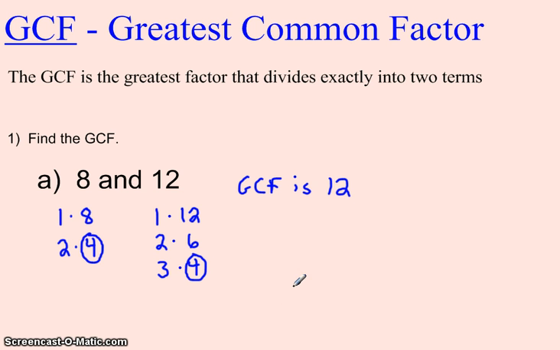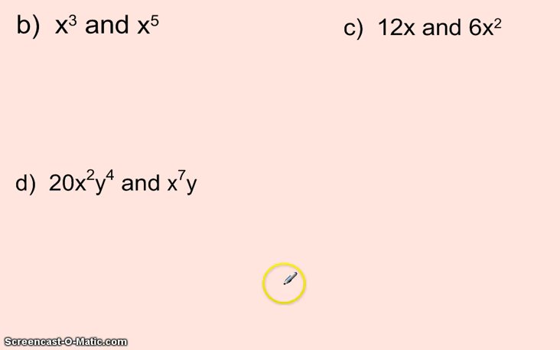So let's start to do some of these with variables. You might want to pause it here and copy down these examples, and then we'll go through them. All right. For B here, we got x cubed and x to the fifth. So we don't have any coefficients. We really do. It's a 1x to the third and a 1x to the fifth, but we don't really care about ones. So we're just looking at the powers of the exponent themselves, and it's a real easy trick.